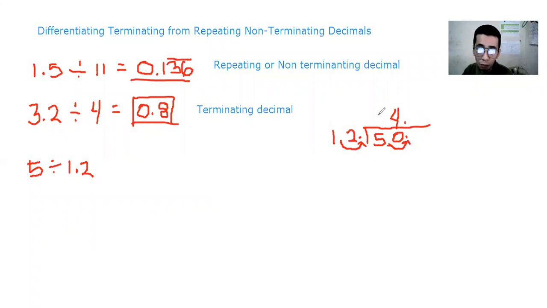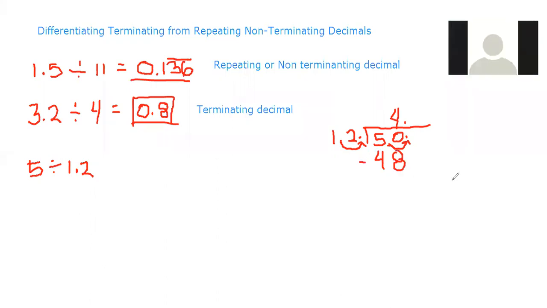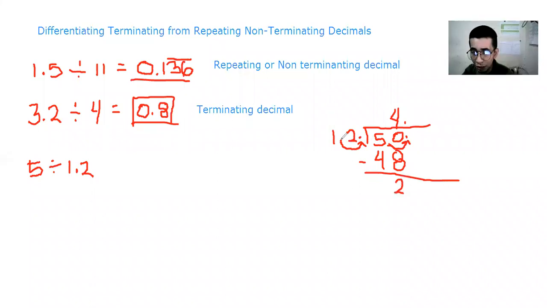Then, 4 times 12, what is 4 times 12? 48. Then, 50 minus 48, what is 50 minus 48? 2. Ngayon, si 2, hindi na naman natin siya pwedeng i-divide kay 12, diba? Kasi maliit si 2. So, magdadagdag tayo ng 0. Yes. So, bring down 0.